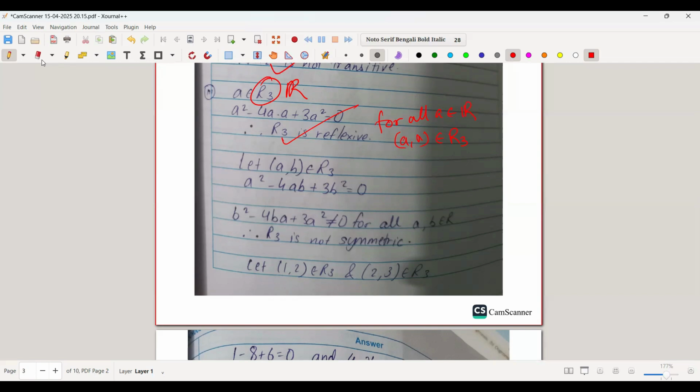So let us take this example. Let us take (1, 2). So 1 square minus 4 into 1 into 2 plus 3 into 2 square: 1 minus 8 plus 3 into 4, 12. Okay, let's take the opposite, (2, 1). Is it satisfying? 2 square minus 4 into 2 plus 3 into 1 square: 4 plus 3 minus 8. It is not satisfying either.